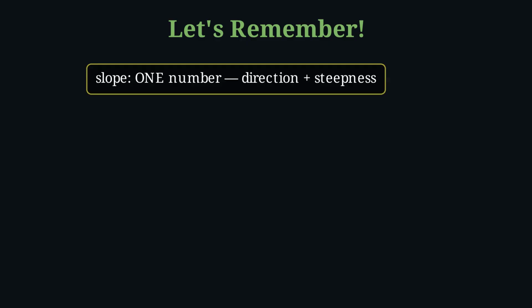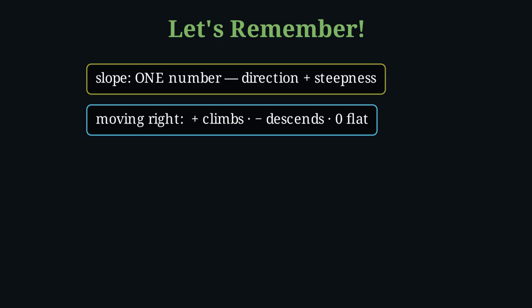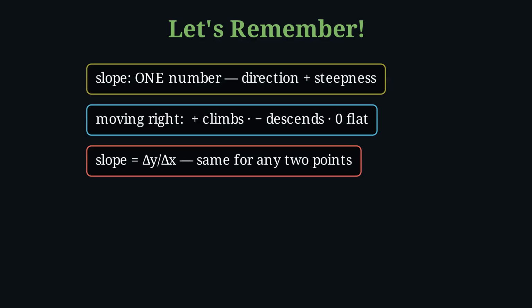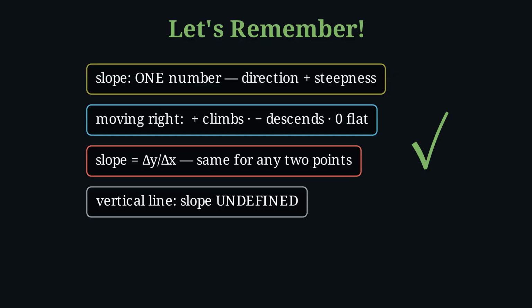Let's remember, slope, one number for direction and steepness. Moving right, positive climbs, negative descends, 0 is flat. Slope is delta y over delta x. The same for any 2 points you pick. And vertical lines, undefined.